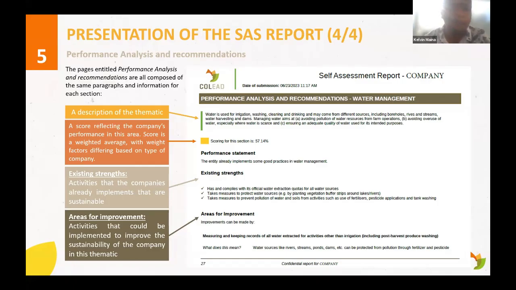The score reflects the company's performance in this particular area. It is a weighted average, with weight factors differing based on the types of company. Then, of course, there's the existing strength within the companies that have been identified. Then there's the area of improvement. These are the activities that could be implemented to improve the sustainability of the company in that particular thematic. So this is how the performance analysis and recommendations are provided.